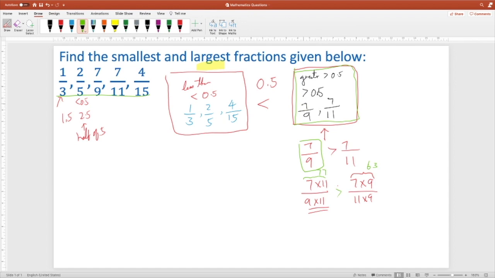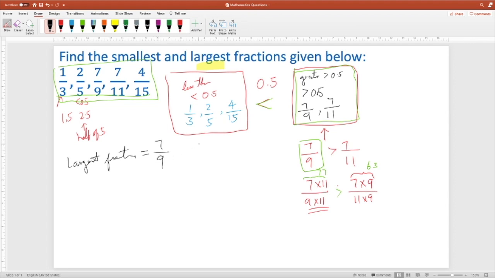The logic is that 7 over 9 is the largest fraction in this green group, and this group is always greater than the left hand side, right? So the largest fraction in this green group must be the largest value of these 5 elements. Does it make sense, Watermelon? Yes. Okay, so now we already have the answer. The largest fraction is 7 over 9.